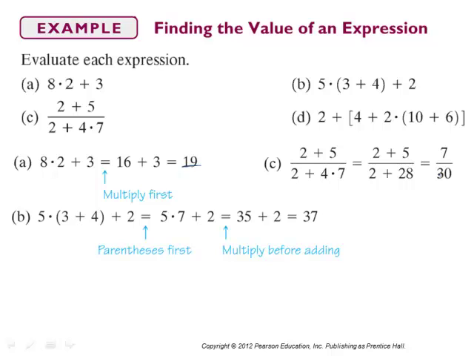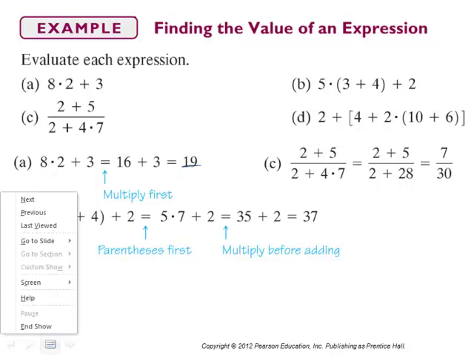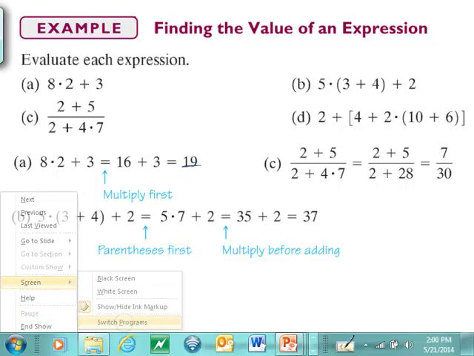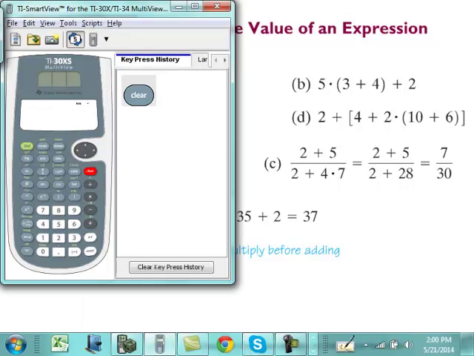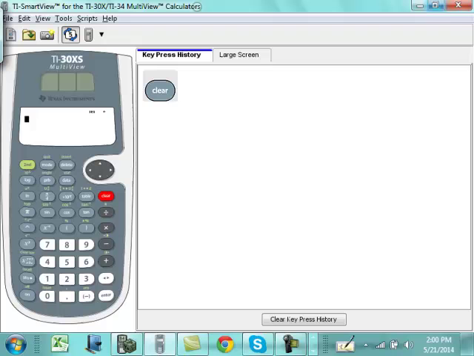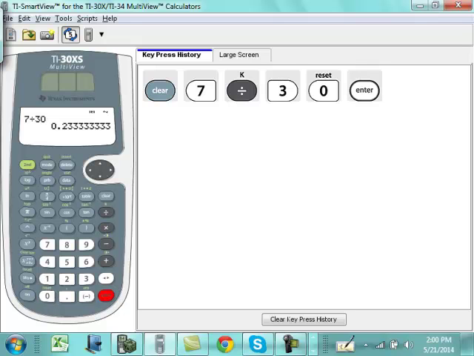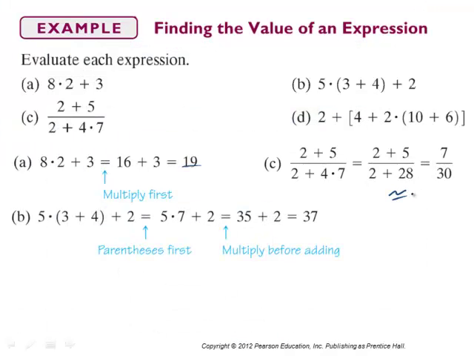Oh, by the way, I happen to bring my calculator to class with me today. In fact, I've got two calculators. I've got my TI-30, and here's 7 divided by 30, and 0.2333. So I could write this as, oh, actually that's an equal sign, because I'm going to write it like this.